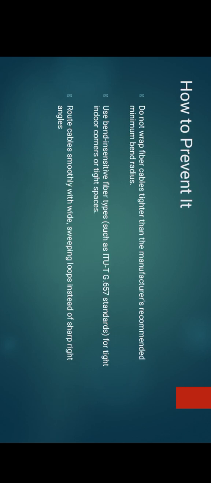How to prevent the macroscopic bending losses? Do not wrap fiber cables tighter than the manufacturer's recommended minimum bend radius. Use bend insensitive fiber types for tight indoor harness or tight spaces. Route cables smoothly with wide, sweeping loops instead of sharp right angles.